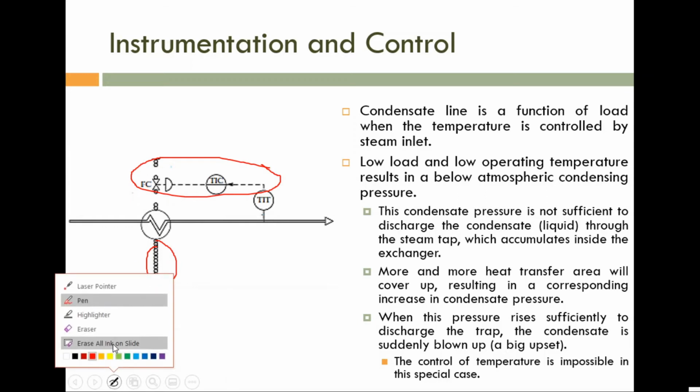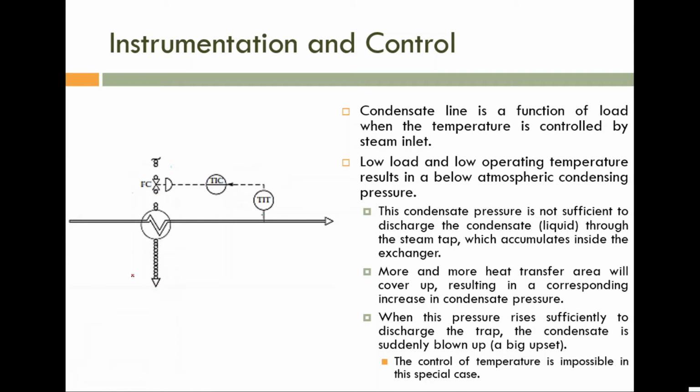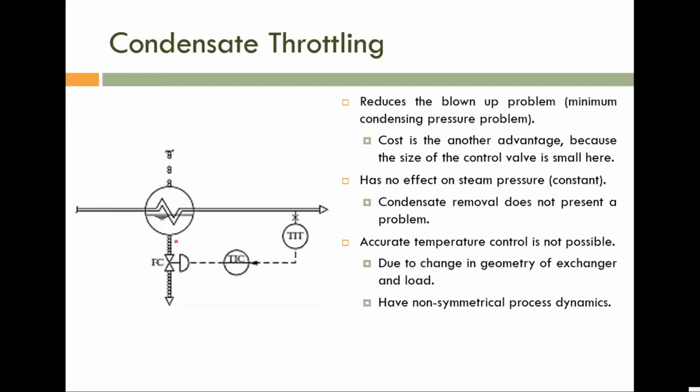Before that, please note, if you are manipulating condensate flow rate, the control action will be less effective. Accuracy is degraded, but there is no other choice. In order to avoid the blown up problem, we have to manipulate condensate flow rate. So throttling condensate is our next instrumentation.